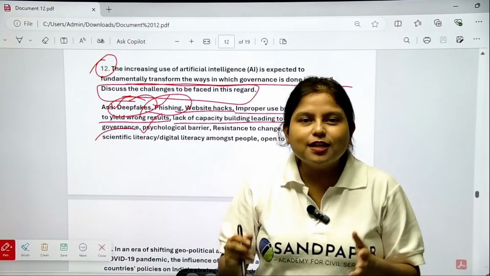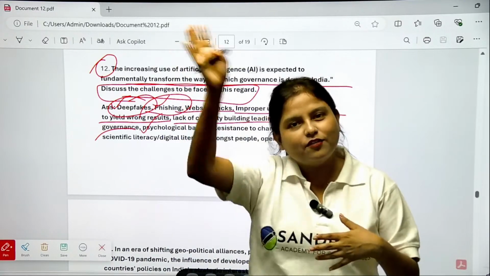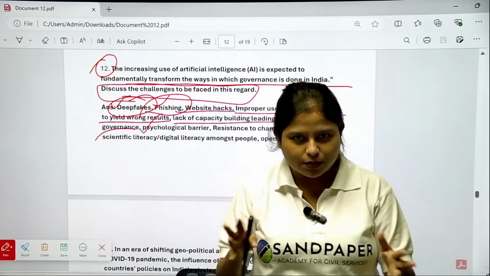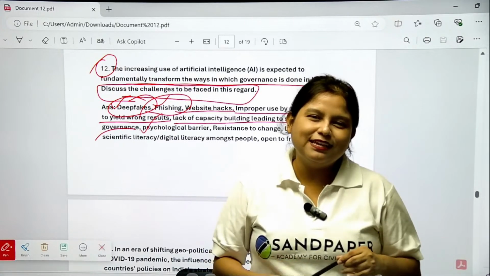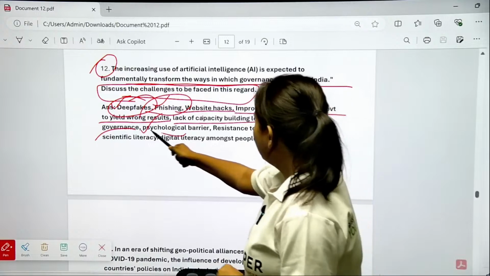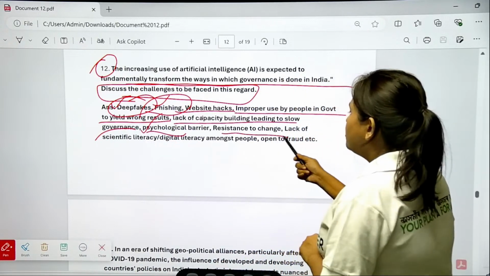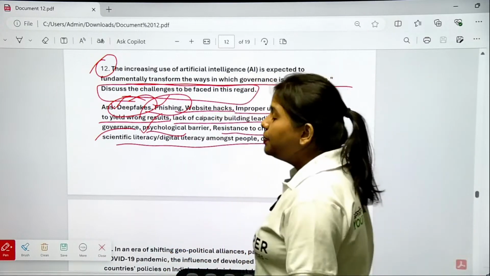So governance doesn't only mean officers. Governance means from A to Z. Everyone who is there, who is inside the governance process. So there may be two people who say they won't learn it. What is that? That is psychological barrier. That is also a challenge to AI. Resistance to change, and also lack of scientific literacy or digital literacy amongst people.